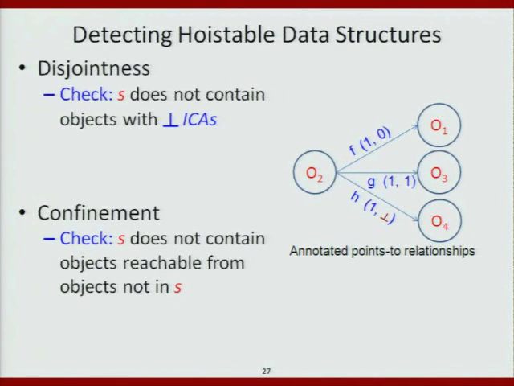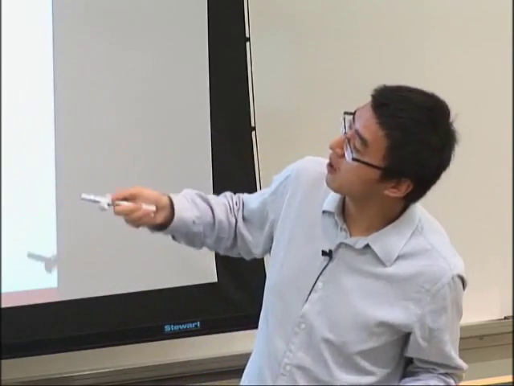We found there are 4 interesting properties in a hoistable data structure. Missing any of the properties here can make a data structure non-hoistable. Those 4 properties are disjointness, confinement, non-escaping, and loop-invariant. I don't think I will have time to go through all the details, so I'm probably going to skip them. If you're interested, we can definitely talk offline.